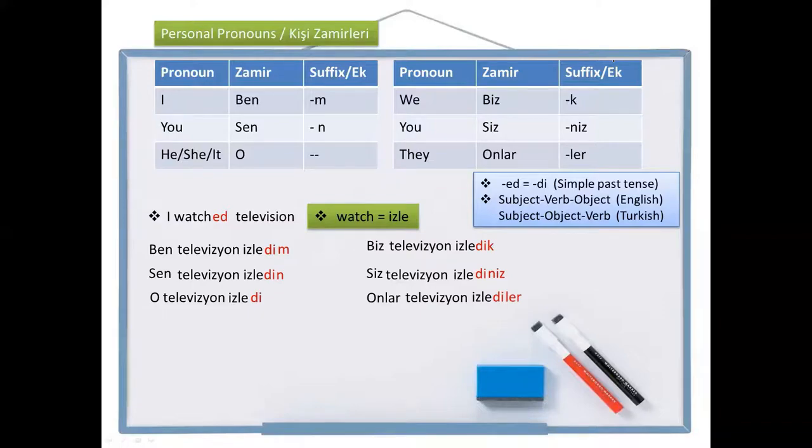So, to make a grammatically correct sentence, I need to write the personal pronoun in the beginning as the subject. But this is not enough. I have to add the suffix related to that personal pronoun in the end of the sentence, at the end of the verb, after the suffix for the time.